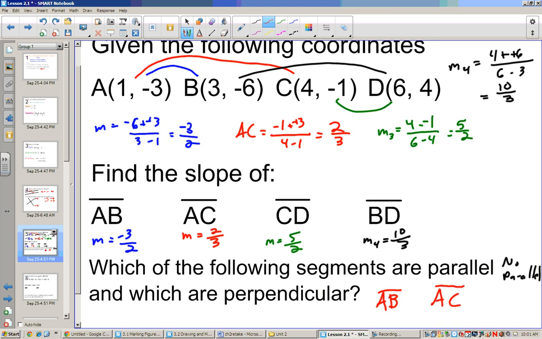Now there's some notation that we use to show that those are perpendicular, an upside down capital T. When you see this, it means AB is perpendicular to AC.